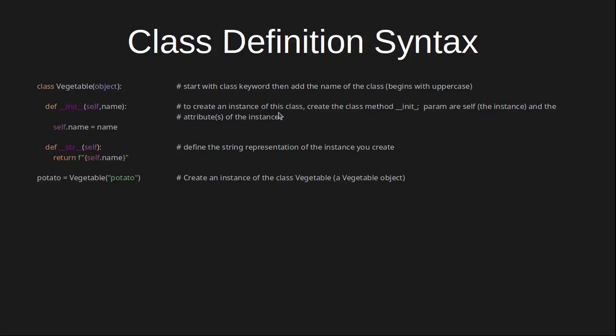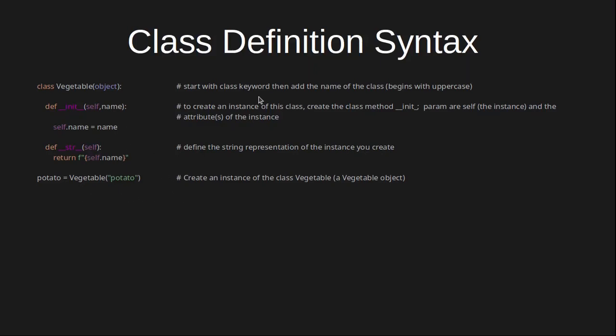Then, to create an instance of this class, create the class method init, and the parameters of the method are self, which is the instance, and the attribute or attributes of the instance. Here we have just one attribute, name attribute of the instance, and we will assign the parameter name to this attribute. Then we will define the string representation of the instance we are creating with the string method.